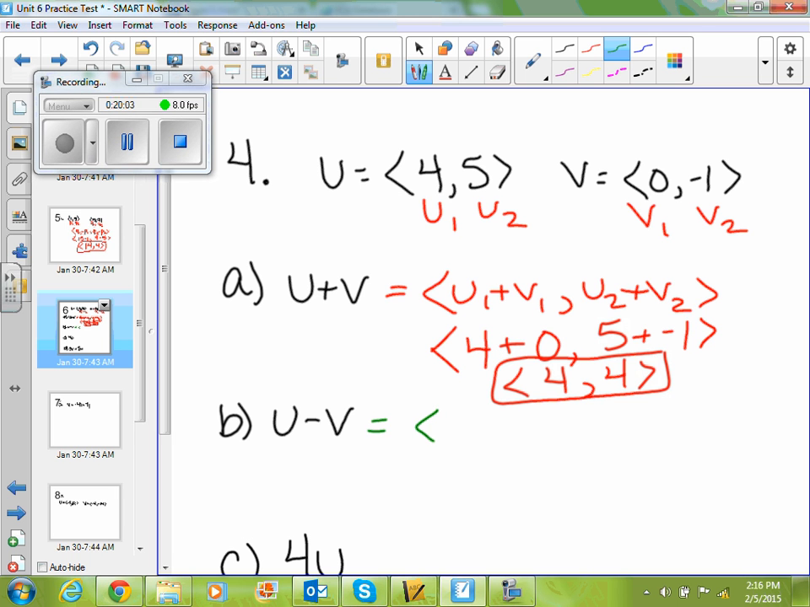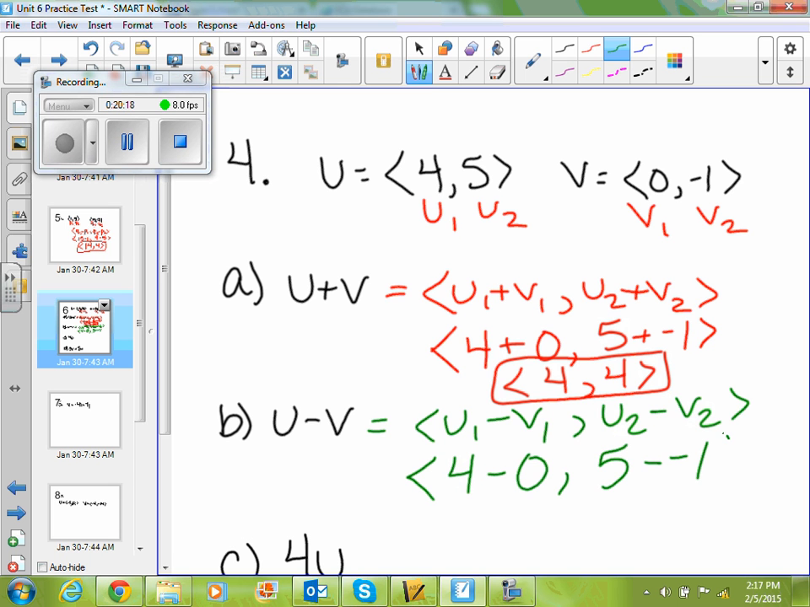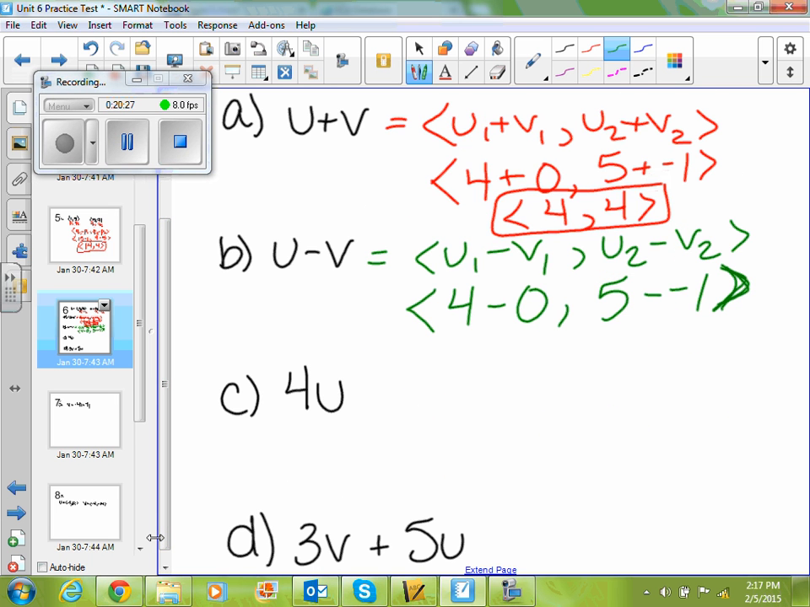Alright, u minus v, u1 minus v1, u2 minus v2. So my u1 is 4, my v1 is 0, my u2 is 5, my v2 is negative 1. Okay, 4 minus 0 is 4, minus a negative becomes a positive, 5 plus 1 is 6. Alright, so u minus v, pretty straightforward.